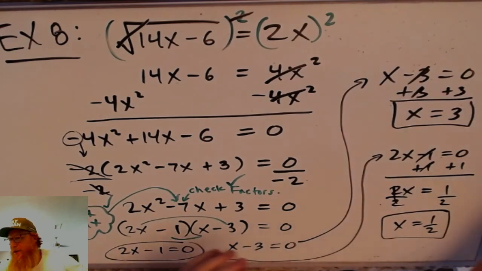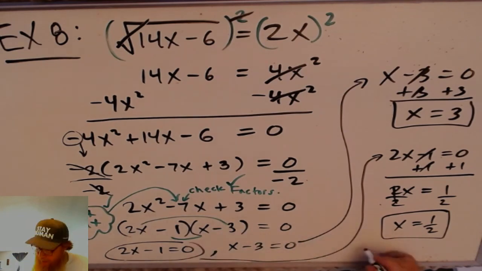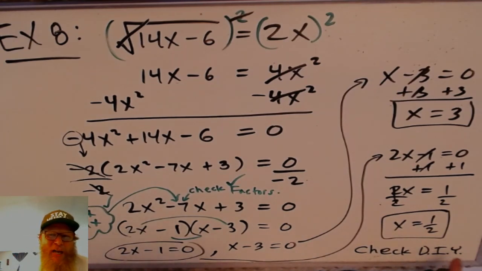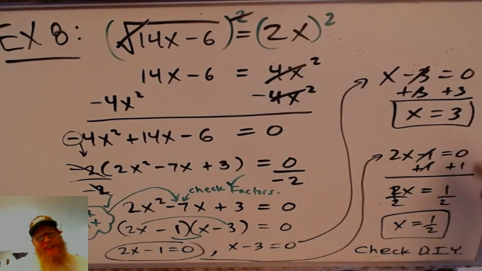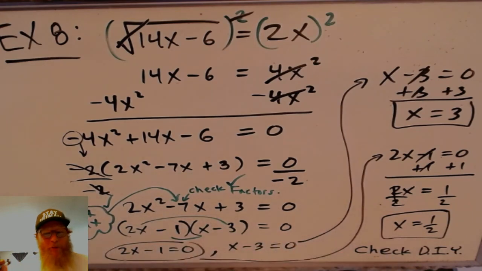There's a term that I use when I don't have enough time to do something and I want you to do it. I say DIY. DIY, you know what that means, right? Do it yourself. I'm all out of time, folks. So check these, do it yourself. They're both correct, I promise you, they're both correct.